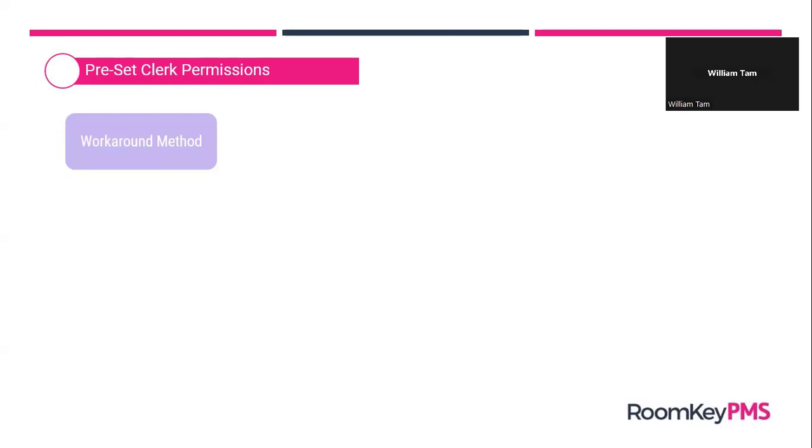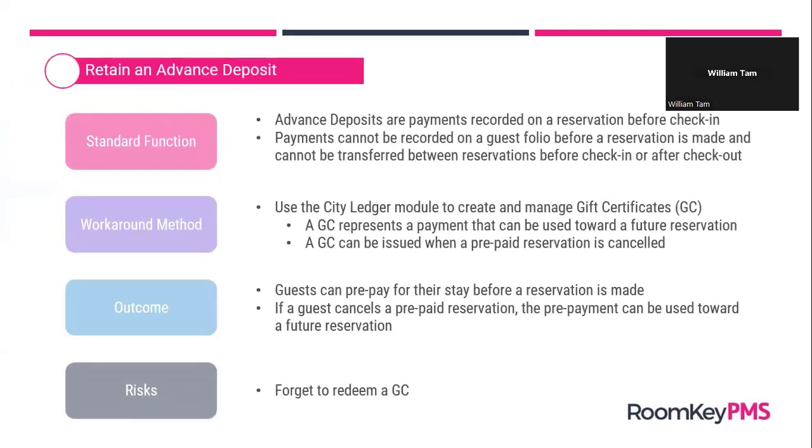Let's take a look at our next workaround method. And that is the ability to retain an advance deposit. So a couple of things to note about the standard functionality inside RoomKey. In this case, when we refer to an advance deposit, that is essentially a payment that is recorded on a reservation before check-in. Now, a few things to note about payments is that they cannot be recorded on a guest folio before a reservation is made.